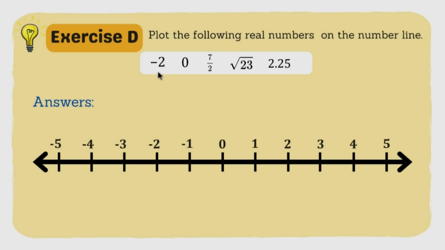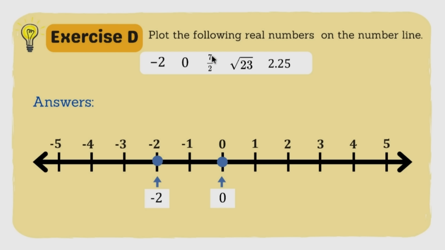Let's start with negative 2. Negative 2 is just here, so this is our point. So we have negative 2. Next, we have 0. We just plot the point here, and that is now our label 0.